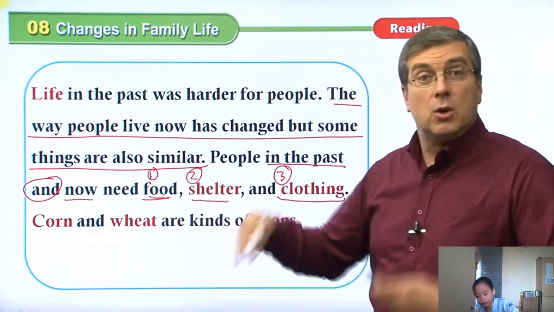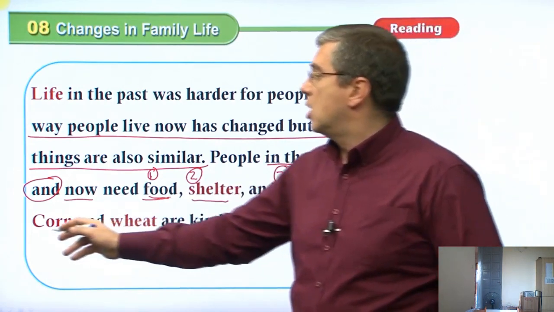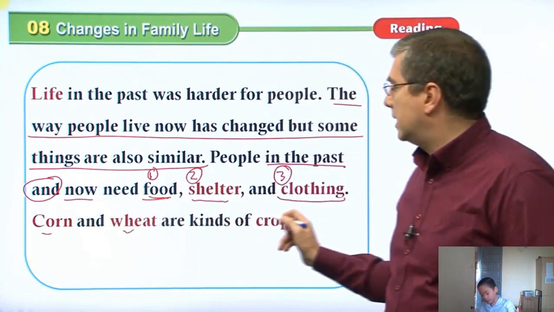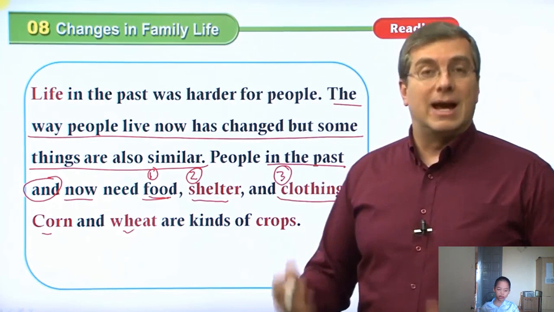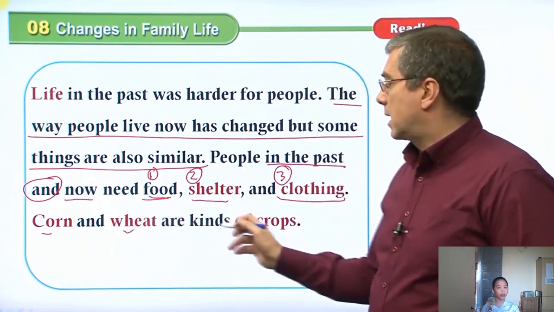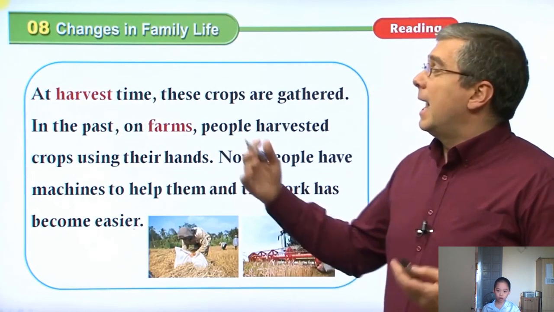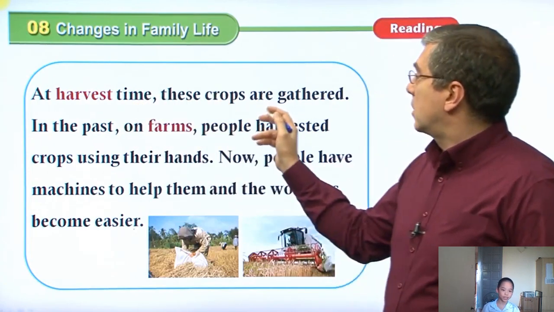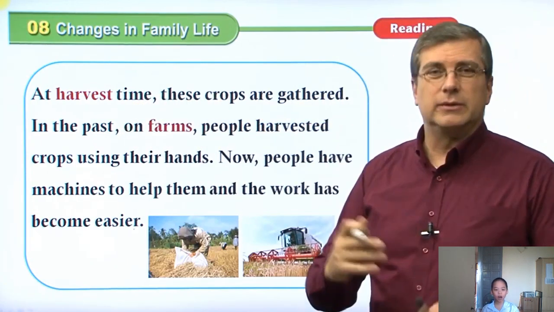So when you go home to the farm, near a farm, you go there and you see there are many animals. There are animals and there are crops. Okay, so let's go to the next page. Over here is harvest time.